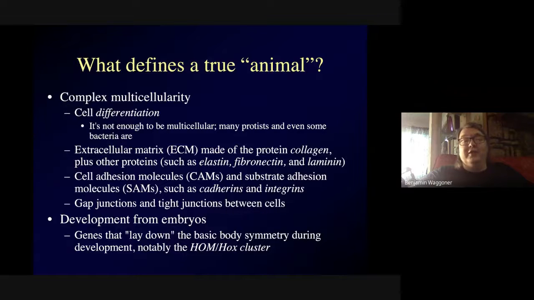The HOM-HOX cluster is a set of genes that is responsible for segment and part identity as you go down the axis from head to tail. In insects, for example, they govern things like where do you put the mouth parts, where do you put the wings, where do you put the legs, where do you put all these structures that have to be put in at particular locations along that axis from head to tail.